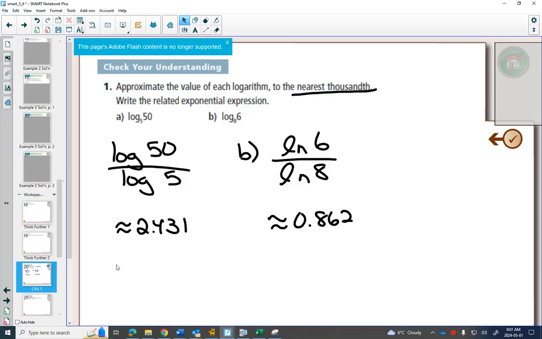Does it matter if you use log for that one? No, if you just change a base it doesn't matter if you have log or natural log. So I'm mixing it up to help you see that, right? You could do log of 6 divided by log of 8. But if you can do that on your calculator, you may as well just type in log base 8 of 6 on your calculator to begin with.